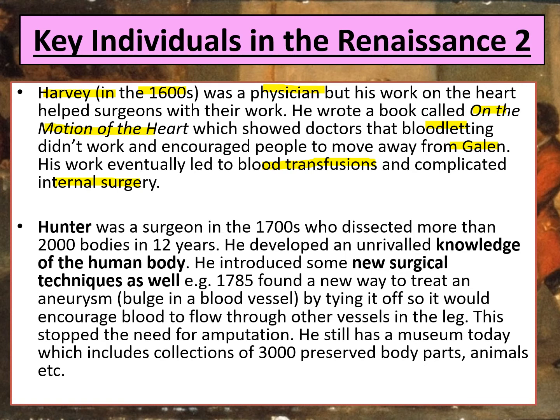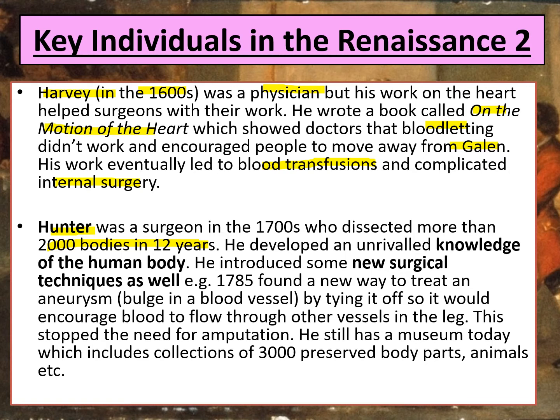The final individual to know about is John Hunter. Now, John Hunter was a British surgeon in the 1700s who had a really unrivaled knowledge of the human body, thanks to the fact that he dissected 2,000 bodies in 12 years. So he's really key for building on our understanding of anatomy, which then led to improvements in surgery as well.